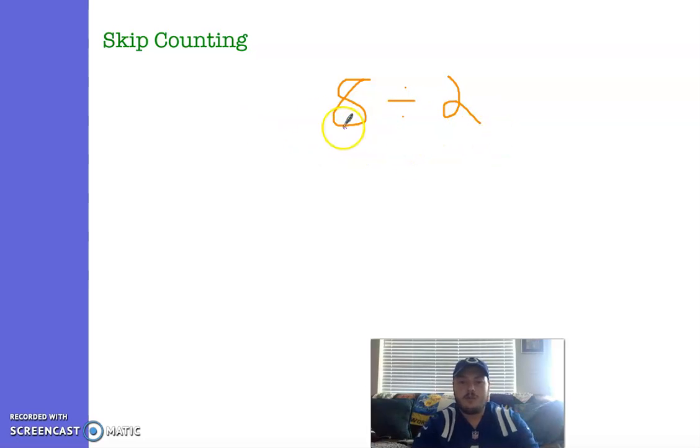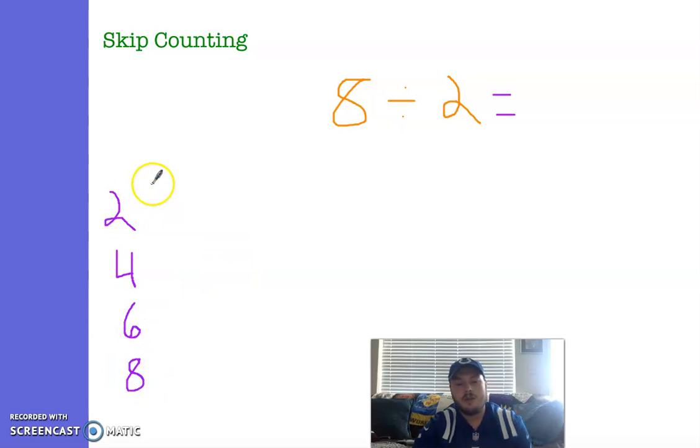So if I am trying to skip count for this problem, I'm going to start by listing the multiples of our divisor. So I'm going to go 2, 4, 6, and 8. Now, I don't need to skip count any further here because I realize that I've hit my total. And I can count on my fingers how many times I had to skip count. 1, 2, 3, 4. So I know that 8 divided by 2 gives me a quotient of 4.